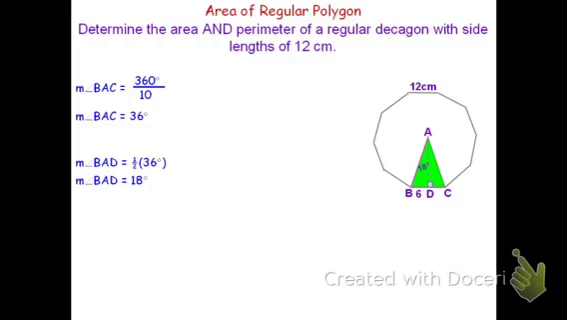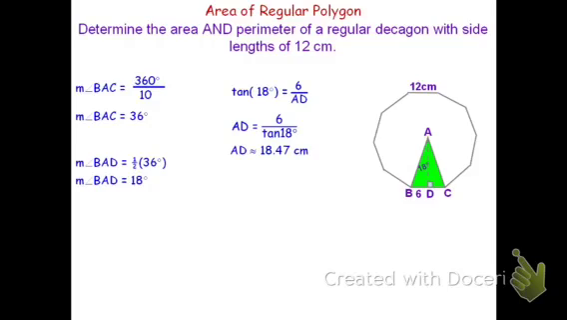Well, the trig function that uses the opposite and the adjacent would be tangent. So the tangent of 18 degrees equals that length 6 over AD. Solving for AD, I multiply both sides by AD, and then divide by tangent of 18. I get that AD equals 6 over tangent 18 degrees. Or, using my calculator, it's about 18.47 centimeters. Now I'm ready to find the area and the perimeter.